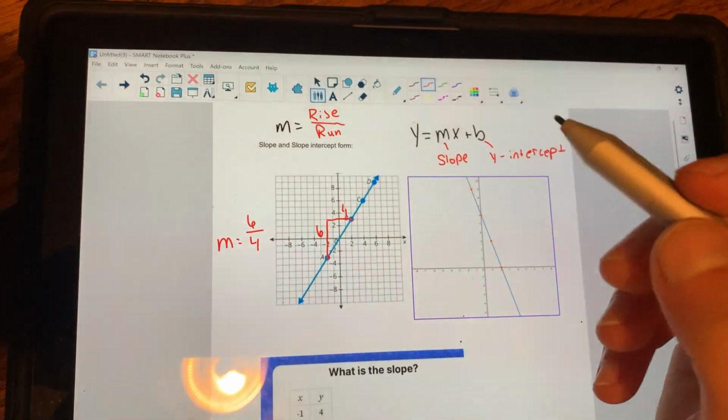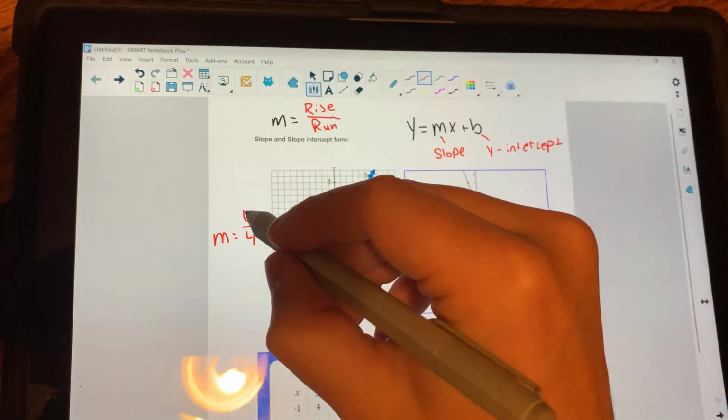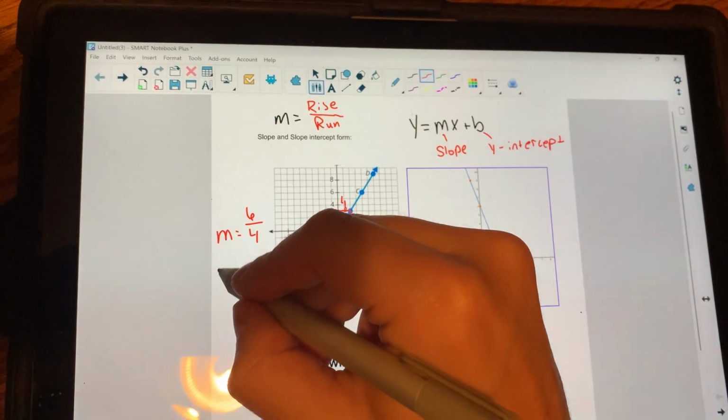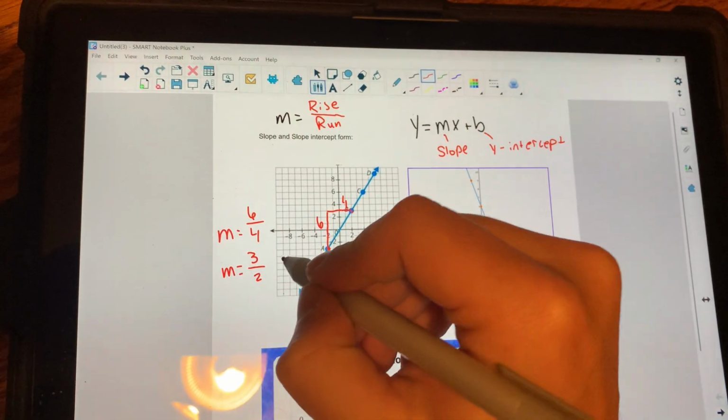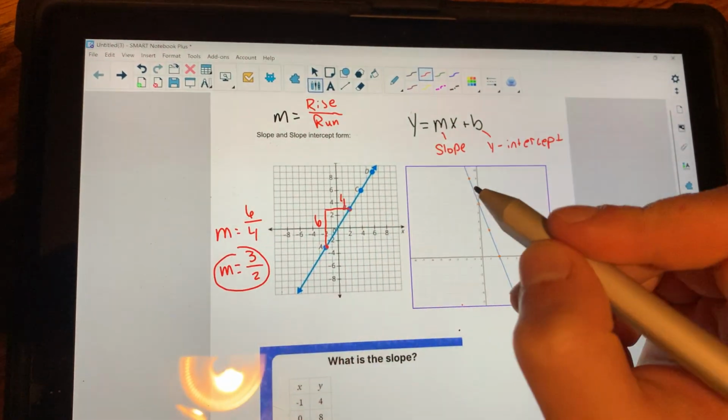Now, when we're doing slope, I want us to simplify this. I can divide both these numbers by 2. So my real slope is 6 divided by 2 is 3, 4 divided by 2 is 2. That's the slope we're using.